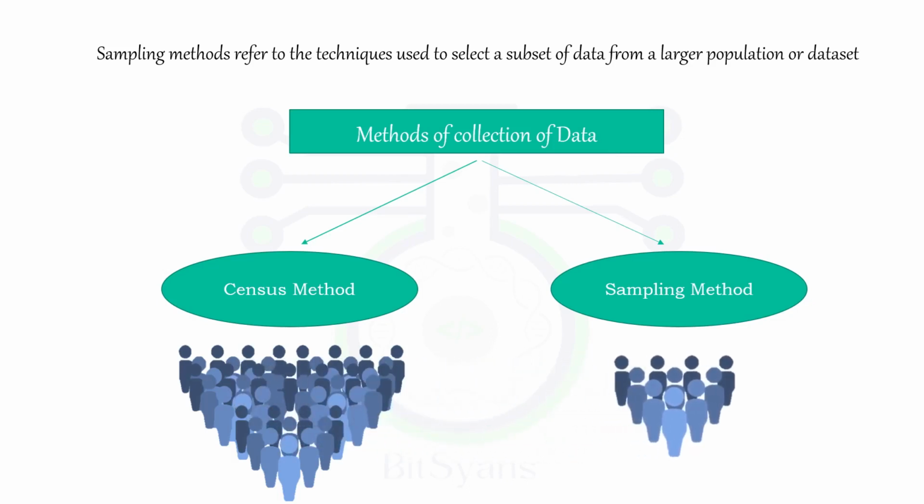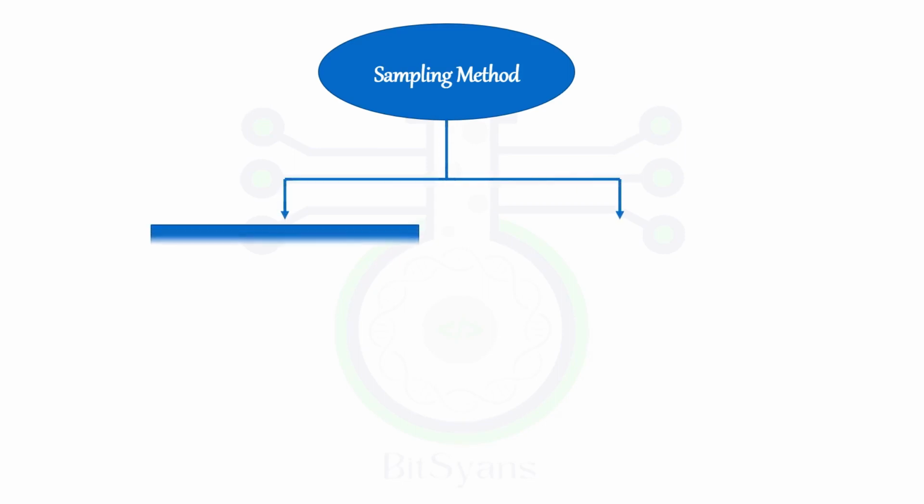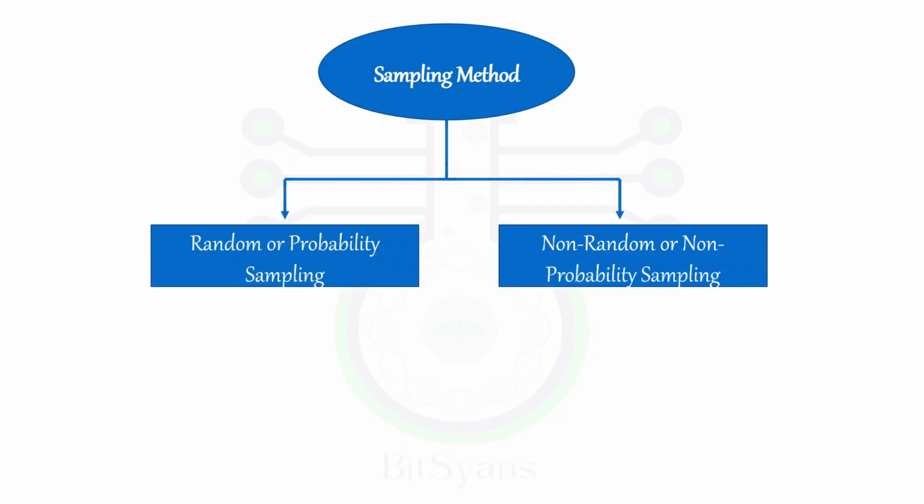However, in sampling methods, we can select a subset of the same data from a large population or data sets. Let's understand. Sampling methods can be divided into two types. Random or probability sampling, and non-random or non-probability sampling. In random sampling, a sample is selected in such a way that each and every element in the population has an equal chance of being included in the sample. However, in non-random sampling, the samples are drawn without following any specific procedure.